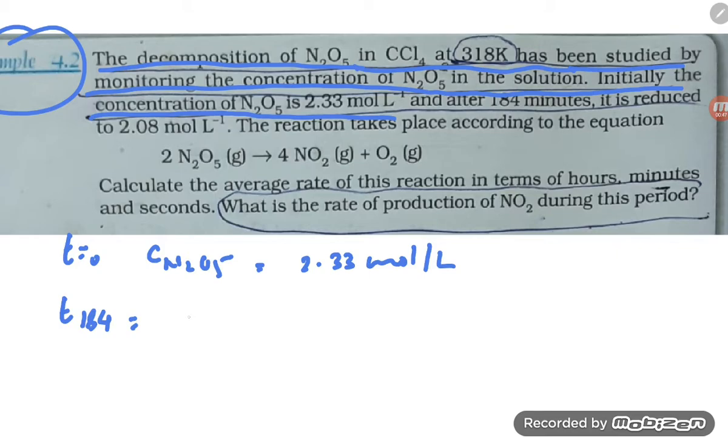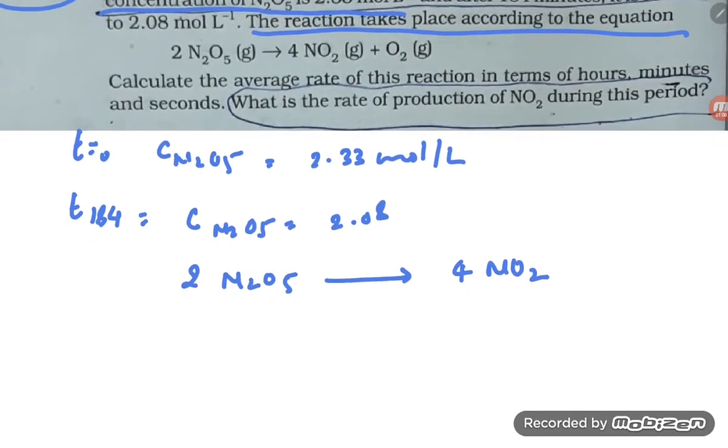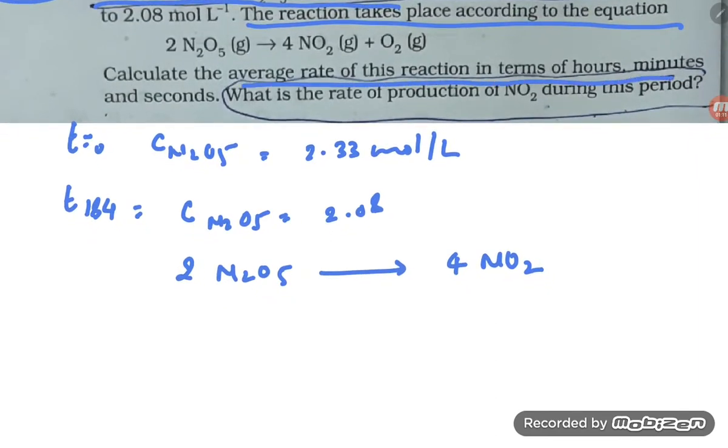it is reduced to how much, student? That is, the concentration of N2O5 is reduced to 2.08. The reaction takes place according to the equation 2N2O5 gives 4NO2, right students? So calculate the average rate of reaction in terms of hours, then in terms of minutes, then in terms of seconds. What is the rate of production of NO2 during this process?